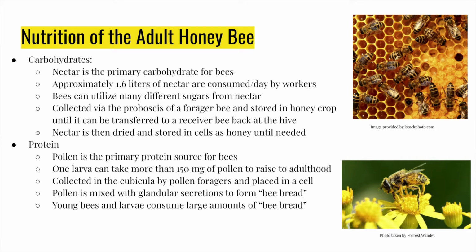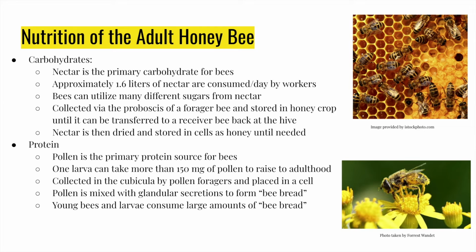A forager can generally carry about 25% of its body weight in nectar until it must return to the hive, where it is dried and stored in cells as honey until it is needed. As for the protein, pollen is the only source for a honeybee. Larvae consume very large amounts of pollen in a form known as bee bread. Since bees require the same 10 amino acids to function as other animals, including humans, pollen is a very important resource needing to be foraged.